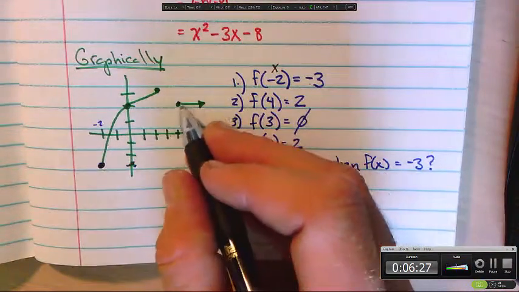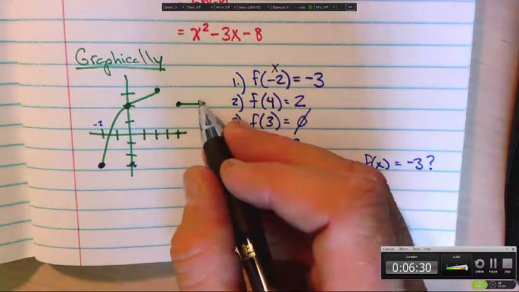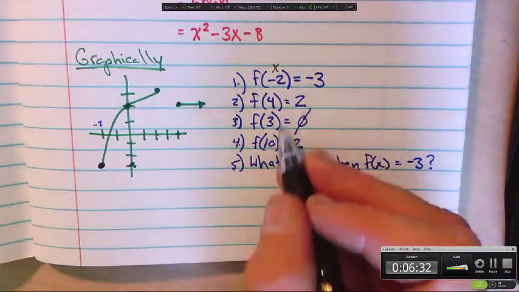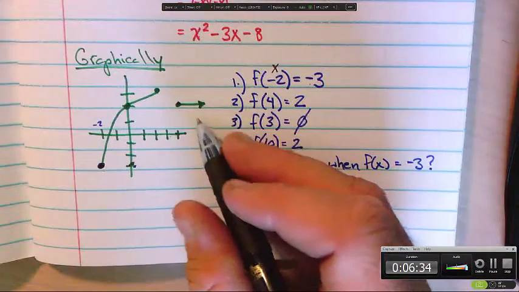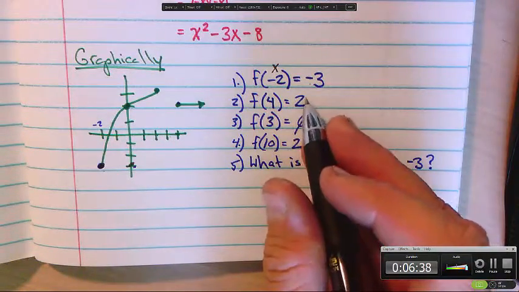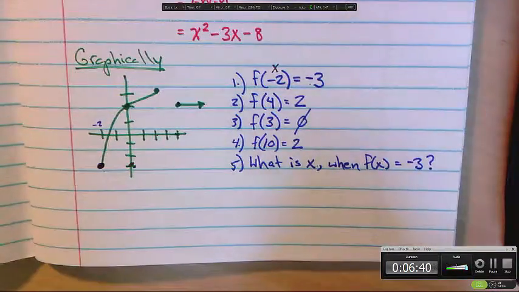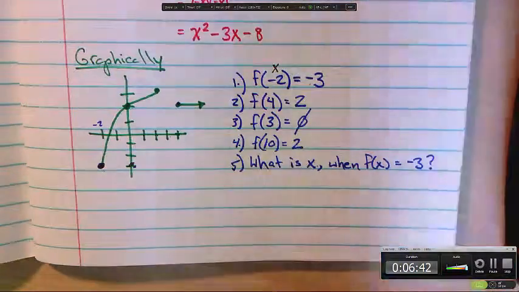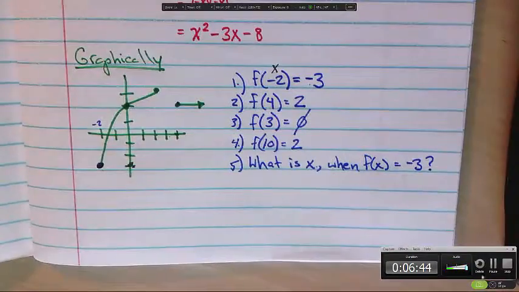Now, how do we know f of 10 is 2? Well, we don't have 10 tick marks on the x-axis, but this arrow implies that forever to the right, it's a horizontal line. Therefore, everything to the right of 4 will have the same value as 4. And we know f of 4 is 2 because we did it earlier, so therefore the answer is 2. And then we got to this.